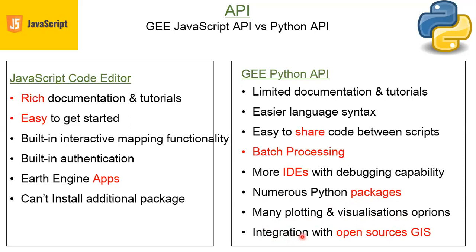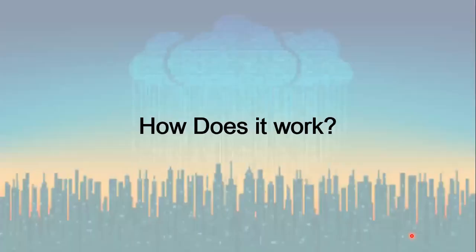It has integration with open source GIS. Those who are working with QGIS or ArcGIS know that those GIS platforms are built mainly on Python. So if you want to use those platforms with Google Earth Engine data, you can use the Python API to interact with open source GIS software. So how does it work?